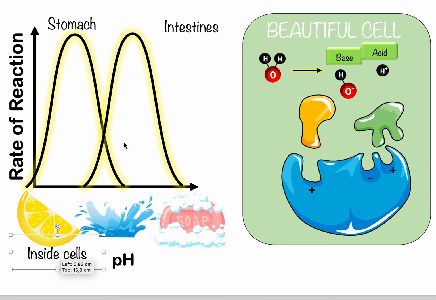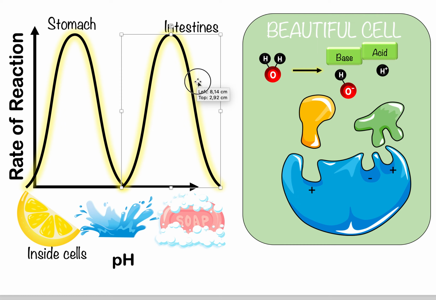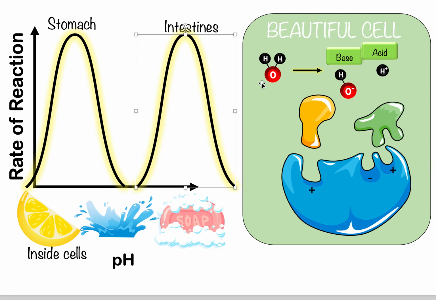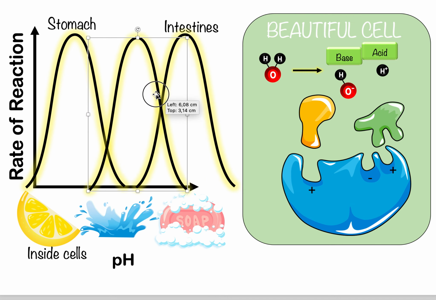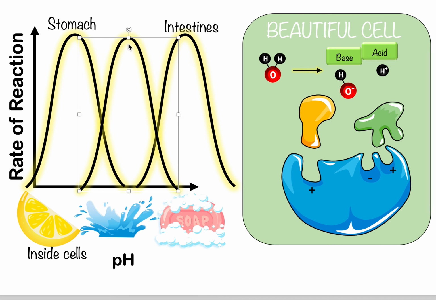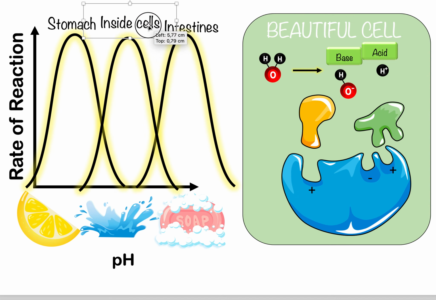One last example. This is the most confusing one, but it should make sense. So now the last example would be inside cells. Inside cells, typically the pH is 7. And so you want a type of enzyme that can function the best, or have the optimum rate of reaction, in the pH of 7. Okay? So I hope this makes somewhat sense.